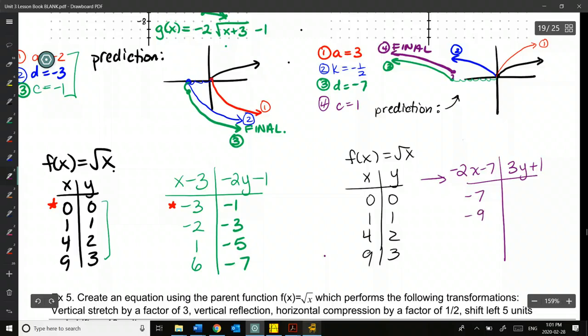Because we do the reciprocal of the k value. So what's the reciprocal of 1/2? Yeah. And there's a negative there, right? So we don't switch the negative. It's not negative reciprocal, it's just reciprocal.